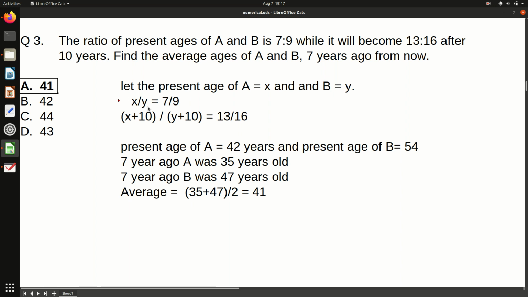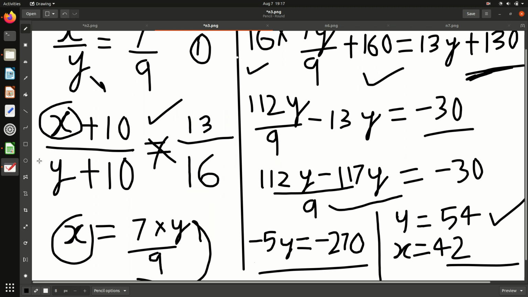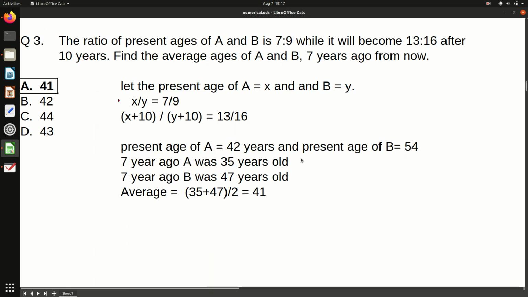So I hope it was very simple. So just you have to stick with the logic. We made two equations, and here we solved the two equations and we got the values of x and y. That's all. As simple as that. And the logic I told you, whenever you have these types of questions, start with letting the present ages be x, y, and then move on. Okay, so this is the third question. Now move to the next one.